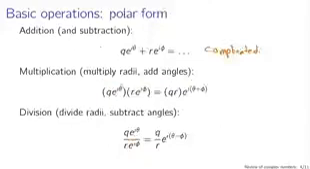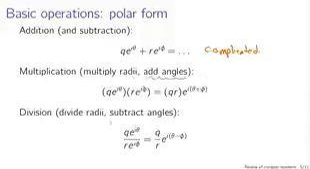q e to the i theta times r e to the i phi. Well, these are just all real numbers multiplying together, and then I can use the rules regarding multiplication of exponentials, meaning if I have two things like e to the i theta and e to the i phi, I can just add the exponents together. It's like taking x squared times x to the fourth and getting x to the sixth. But qr e to the i theta plus phi. So that was easy. We didn't have to do any distribution at all. The key fact here is that you add the angles together.